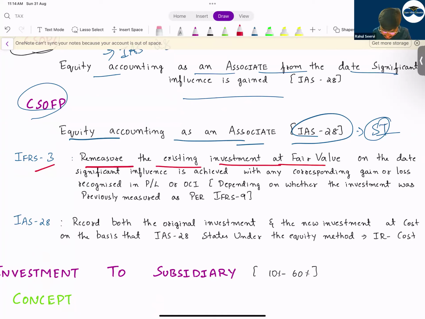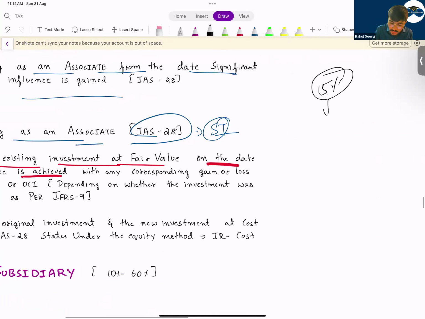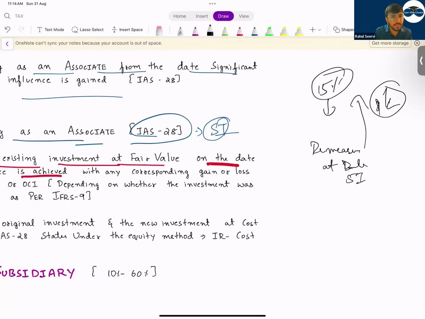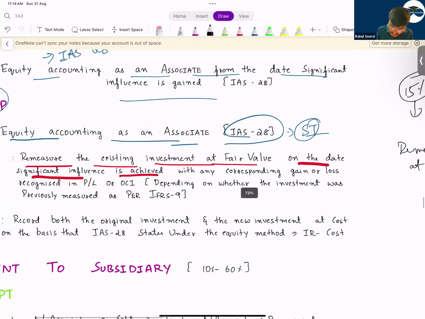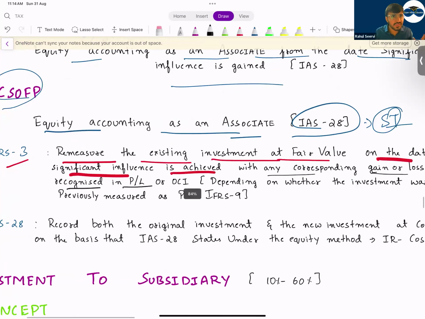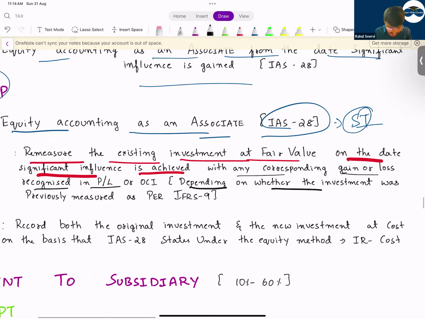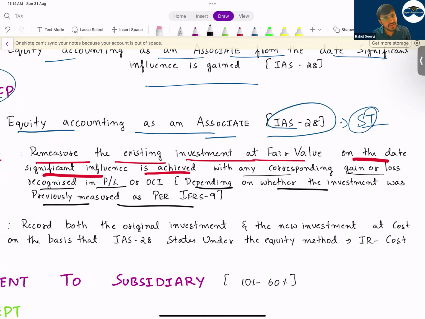Remeasure the existing investment at fair value on the date significant influence is achieved. That means this 15 percent which you held before, you should remeasure the value at the date when significant influence is obtained, and whatever is the difference will go to P&L, with any corresponding gain or loss recognized in P&L or OCI. Normally in P&L only. OCI if the company follows fair value through OCI for the previous investment, depending on whether the investment was previously measured as per IFRS 9.